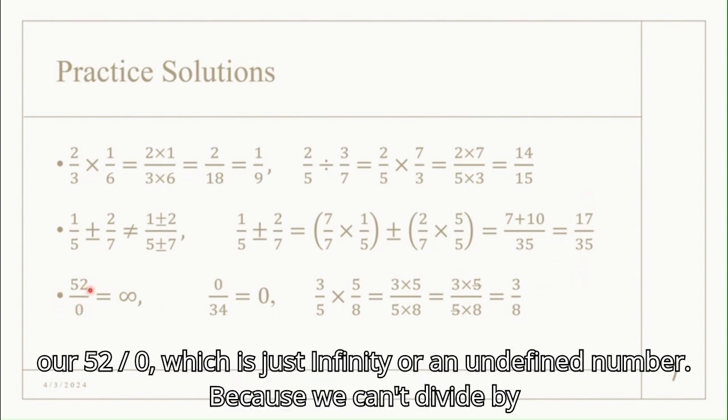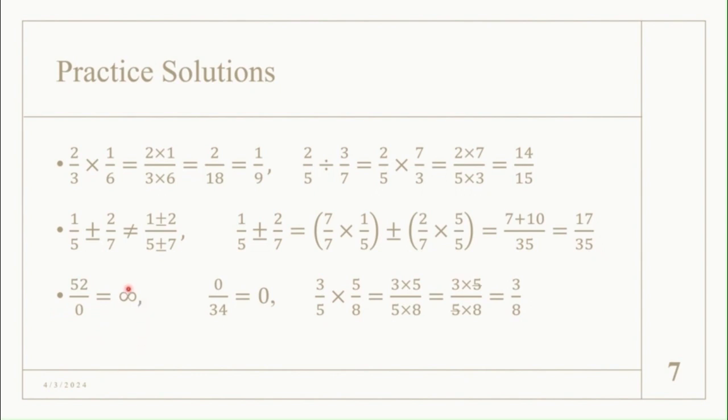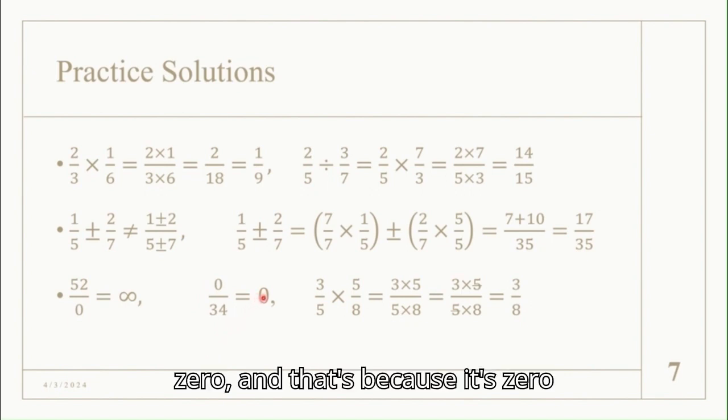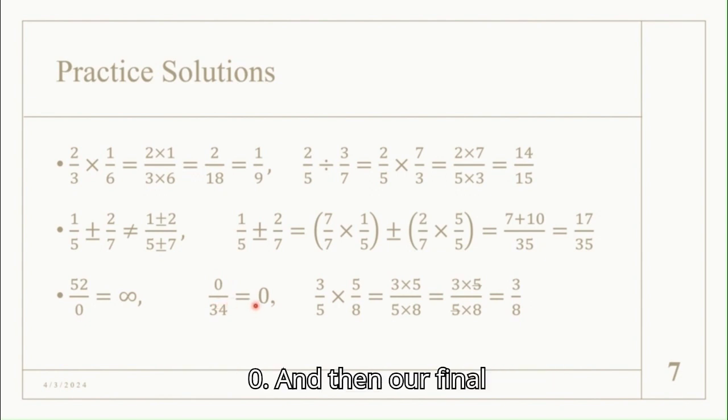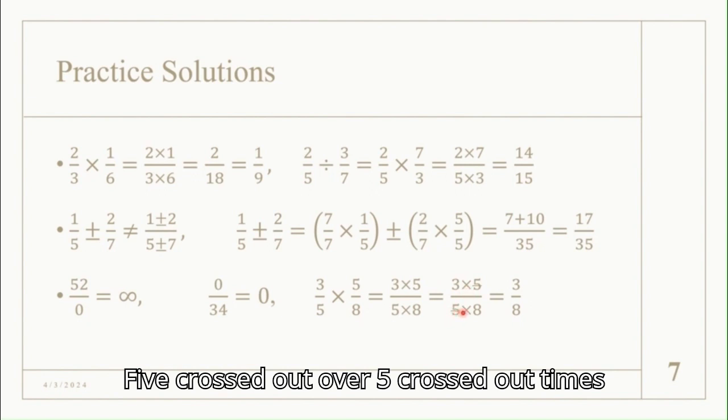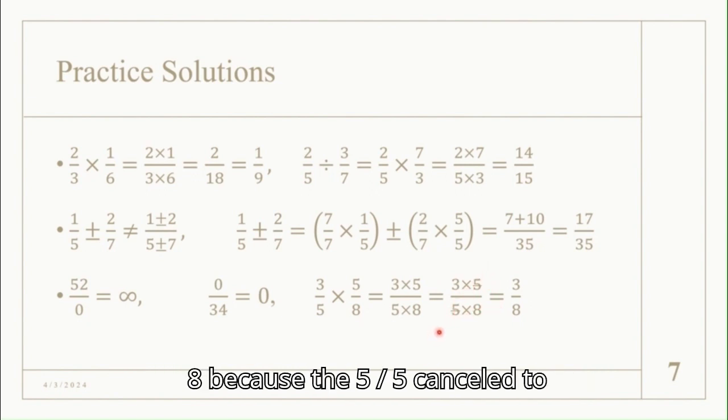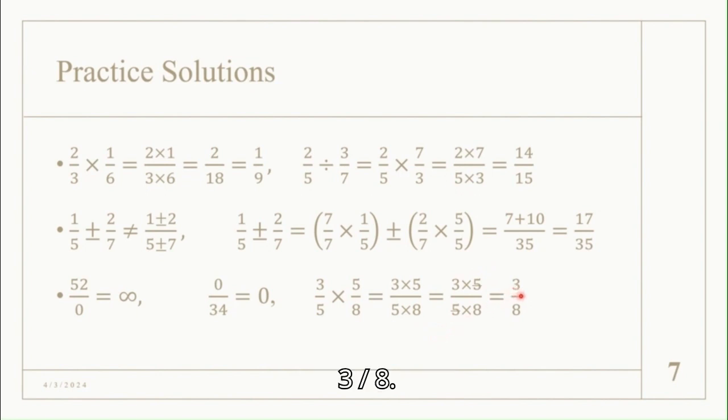And again, we have our 52 divided by 0, which is just infinity, or an undefined number, because we can't divide by 0. It breaks math. 0 divided by 34 is just 0. And that's because it's 0 parts of 34 total parts. We just get 0. And then our final one, 3/5 times 5/8 gives us 3 times 5 divided by 5 times 8, which is equal to 3 times 5 crossed out over 5 crossed out times 8, because the 5 over 5 cancel to 1, resulting in 3 divided by 8.